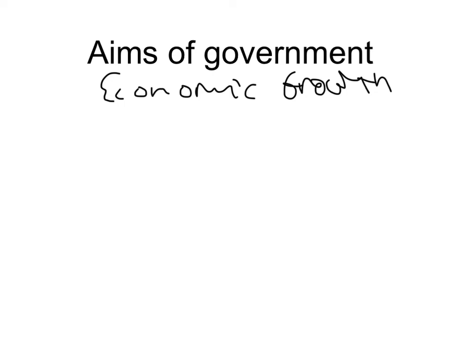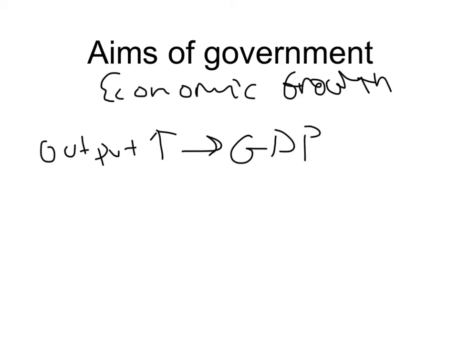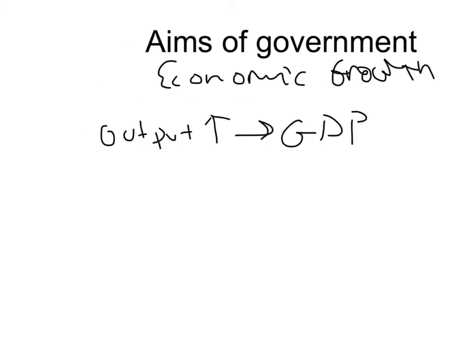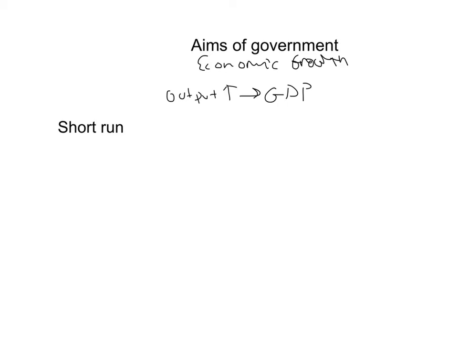So if we have our output, we would see an increase in terms of the value of all the goods produced in an economy. This output is also sometimes referred to as GDP, for gross domestic product. Economists will refer to economic growth in two ways. They say that it can occur in the short run as well as in the long run.